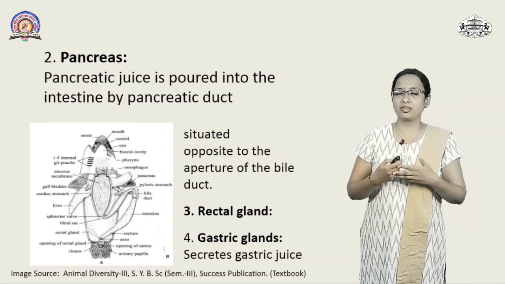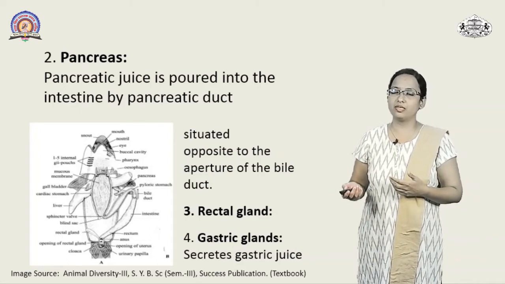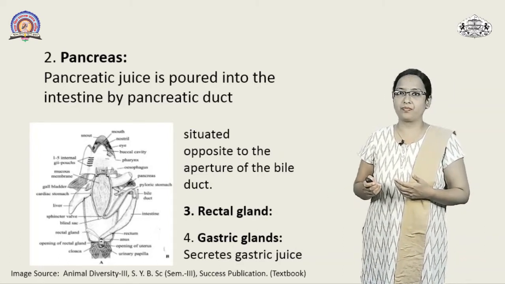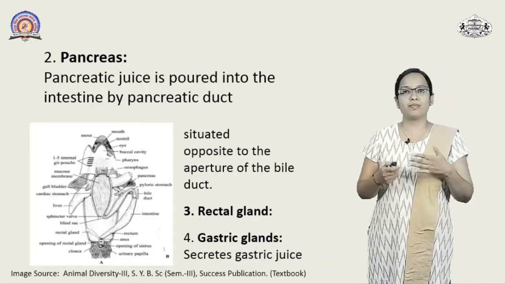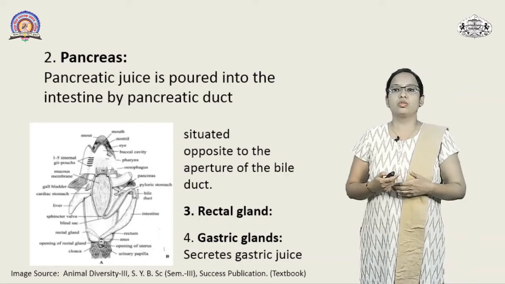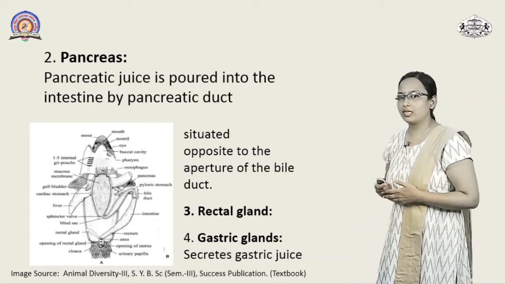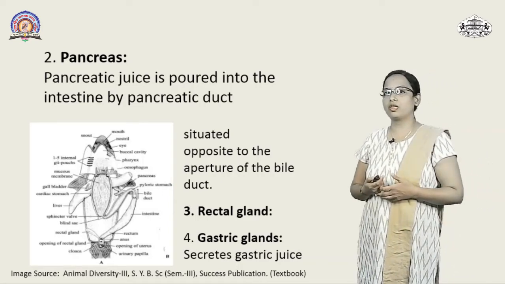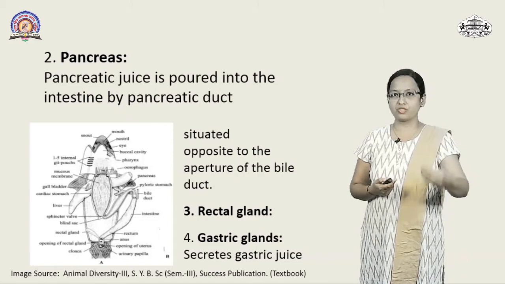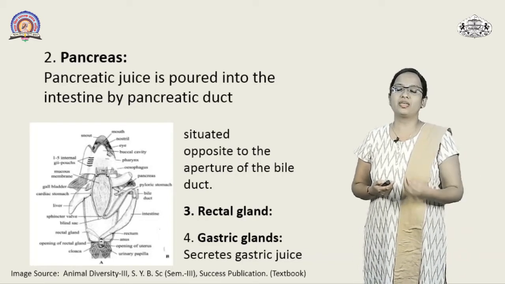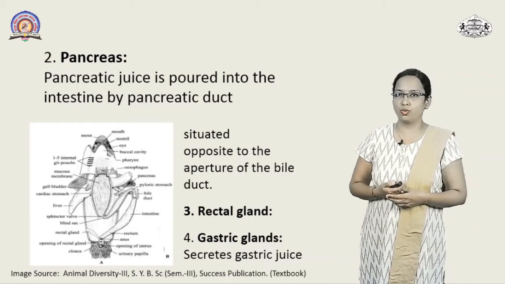From this pancreas arises the pancreatic duct, which is again going to open into the anterior part of the intestine, and where? Ventrally. What is the function of pancreas? It is going to secrete the pancreatic juice. Let's move on to the next gland, which is called the rectal gland. It is going to secrete some substance into the intestine, but the function of this particular secretion is not known.